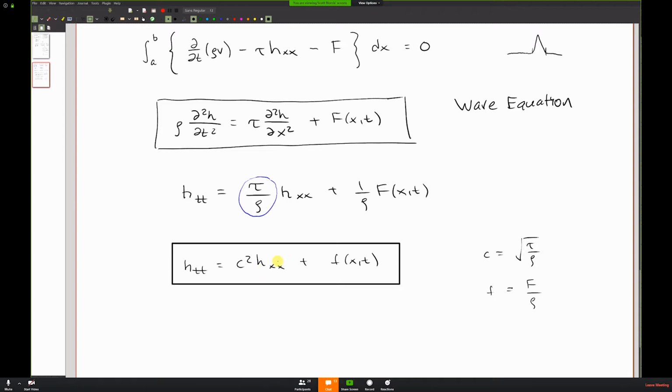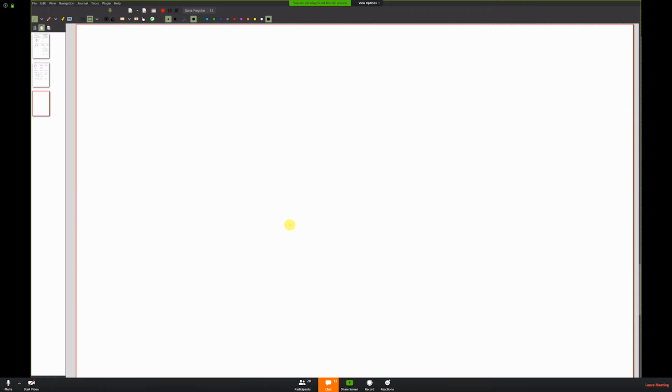What is c squared? C squared is just this constant right here. It's the tension divided by the density. The higher the tension, the higher the value of c squared. The higher the density, the lower the value of c squared. And we'll talk about what this means physically, higher or lower values of c squared, in another class. What I want to spend the last 10 minutes talking about are boundary and initial conditions.